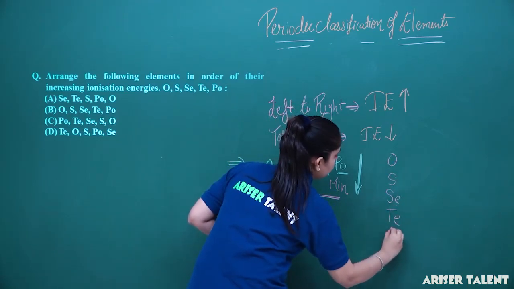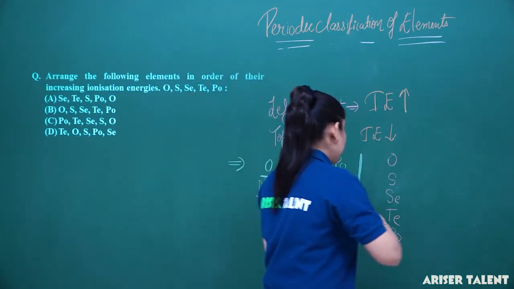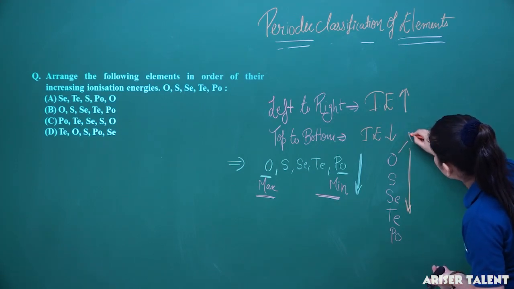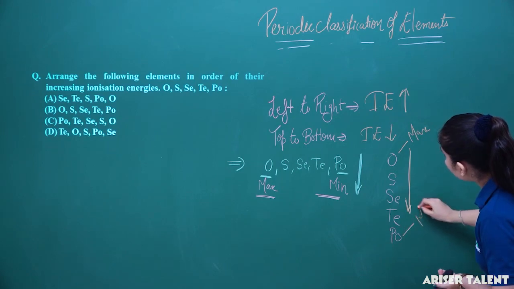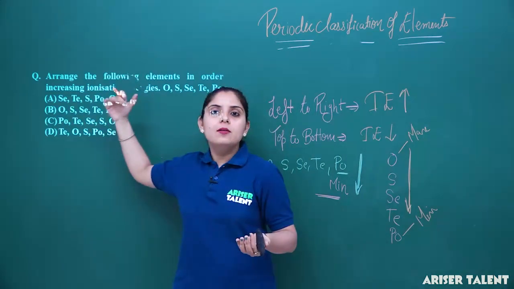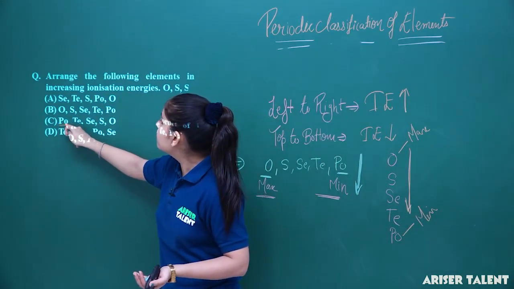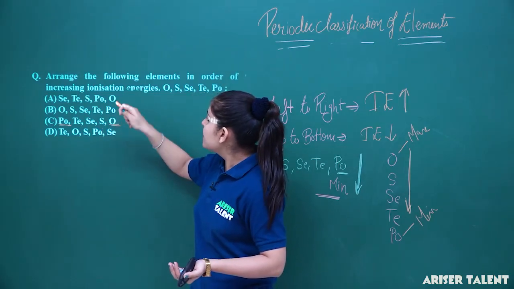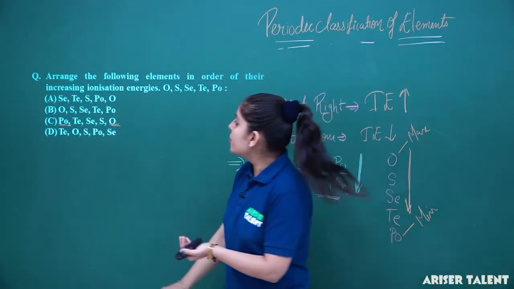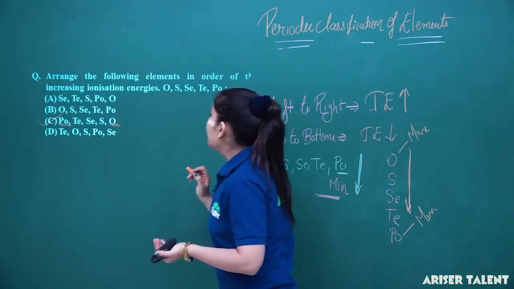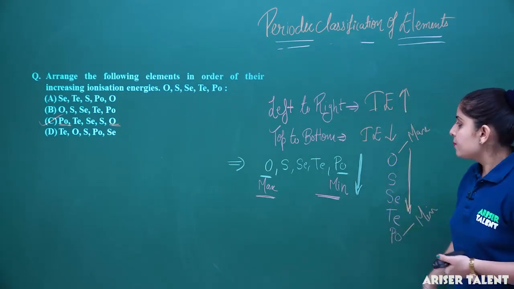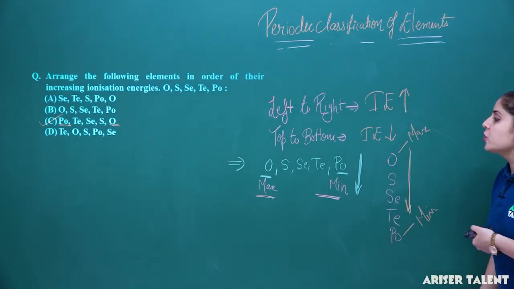These are the group elements. So in moving from top to bottom, ionization enthalpy decreases. So it will be maximum for oxygen and minimum for polonium. So the increasing trend will be from least to highest. It will be the least for polonium and maximum for oxygen. So it will be polonium, tellurium, selenium, sulfur and oxygen. So which option is correct here? Option C will be correct, because going from top to bottom, the ionization enthalpy is going to decrease. This will be the explanation for this question.